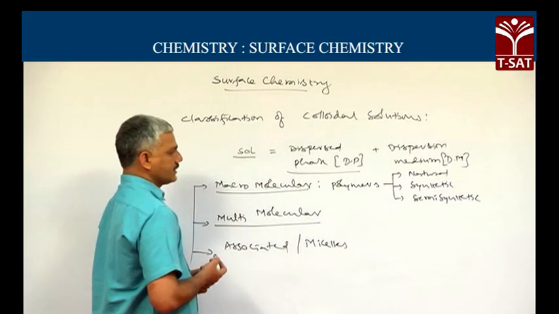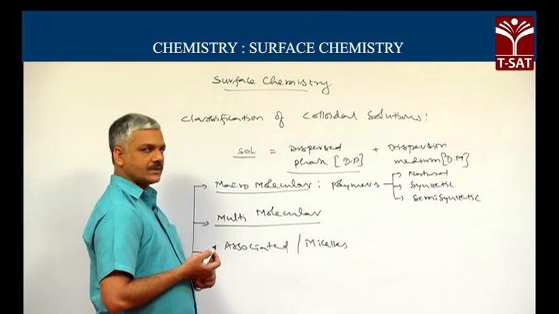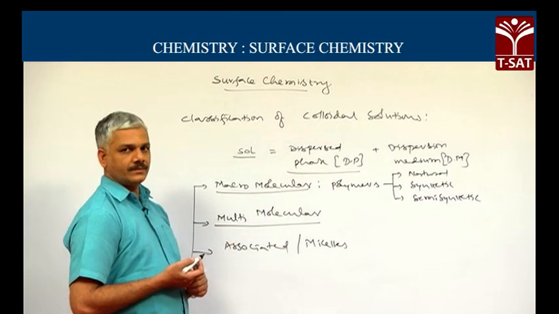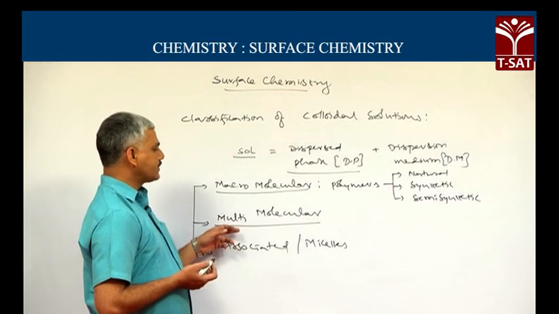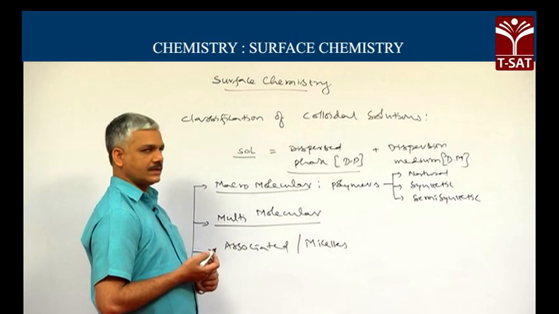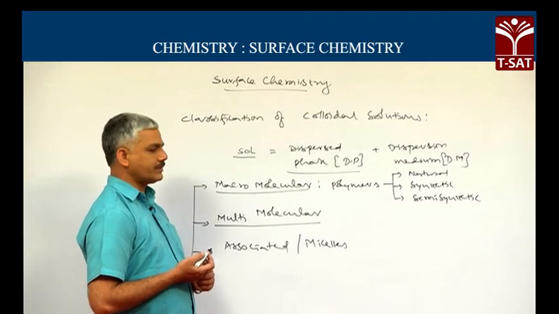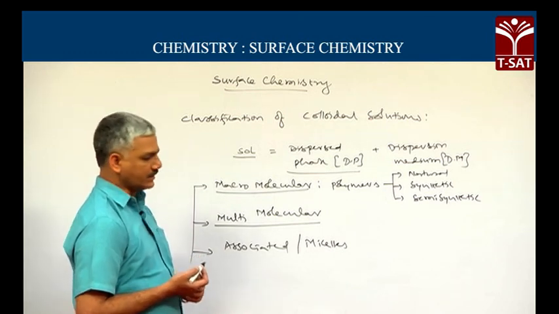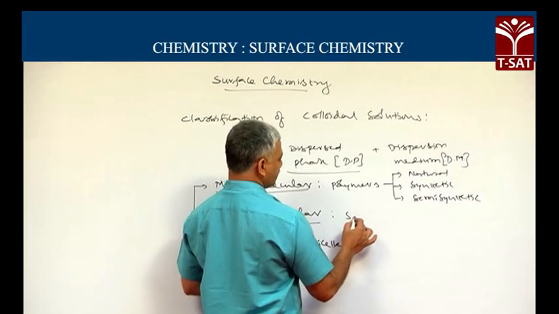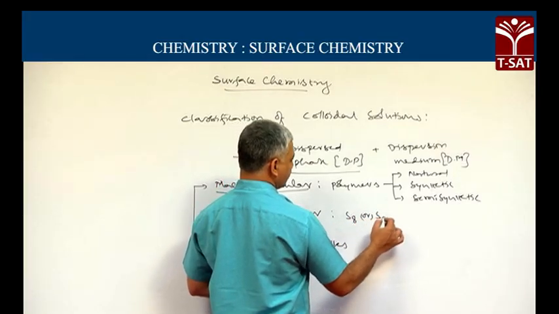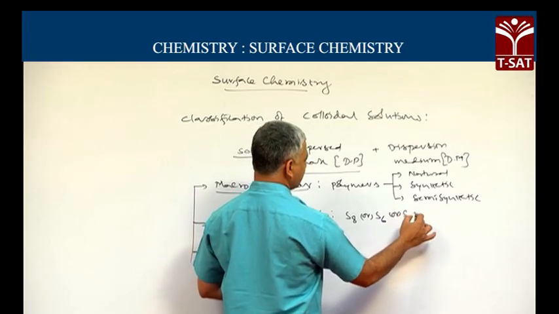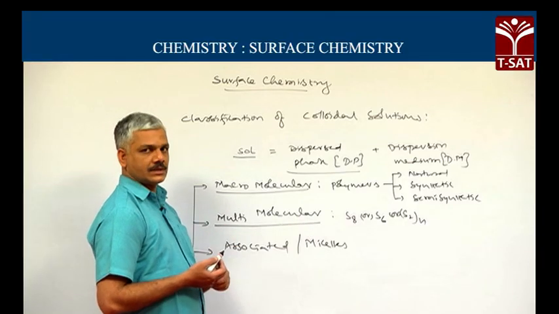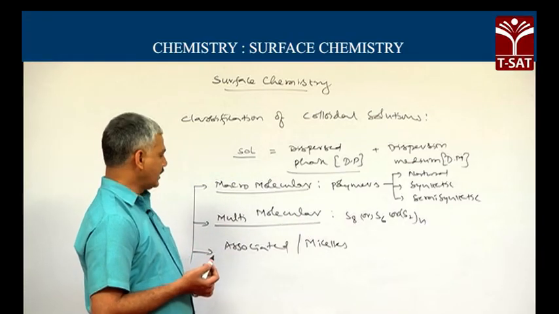Multimolecular colloidal solutions are obtained when different types of molecules of the same substance are present in the form of dispersed phase. These types of colloidal solutions are formed when the dispersed phase exhibits the property of allotropy. For example, if we prepare a colloidal solution of sulfur, it may consist of S8 molecules as well as S6 molecules and S2 molecules. So, the resultant colloidal solution is called a multimolecular colloidal solution.